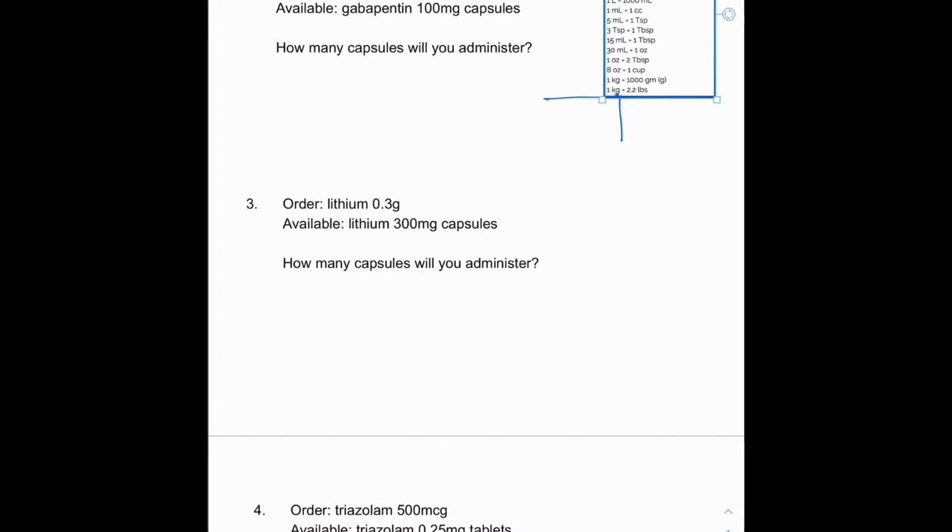So we have an order of gabapentin 0.2 grams available as gabapentin 100 milligram capsules. How many capsules will you administer? So we're going to start here with, what is it asking? How many capsules will you administer? So that means my answer is going to be in capsules. So I'm going to put capsules on top. Let's look at our problem. And we see that for every 1 capsule, there's 100 milligrams. Okay?